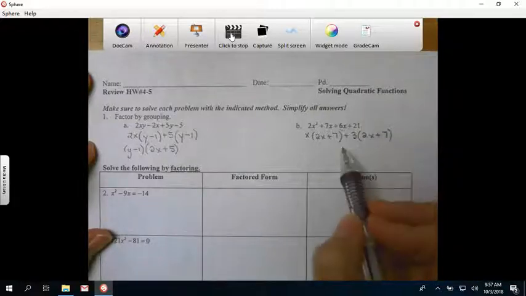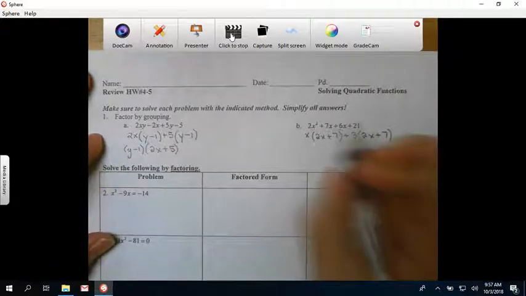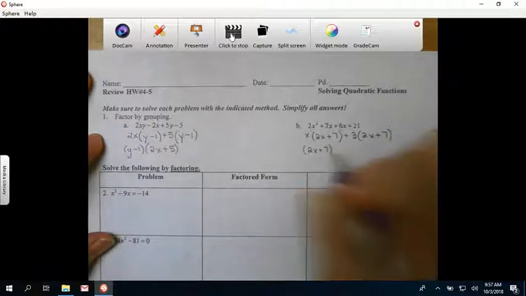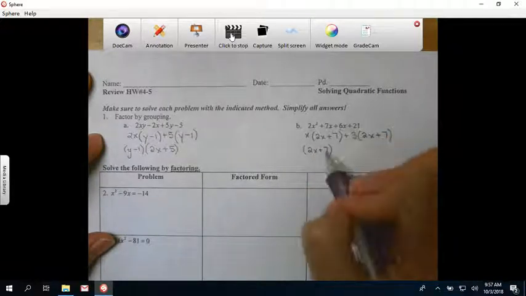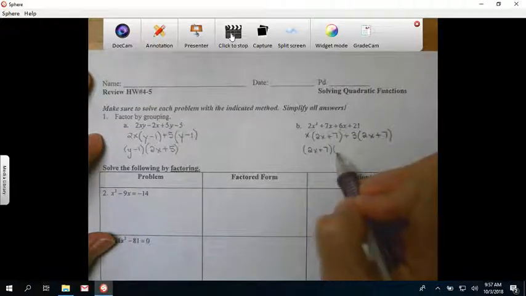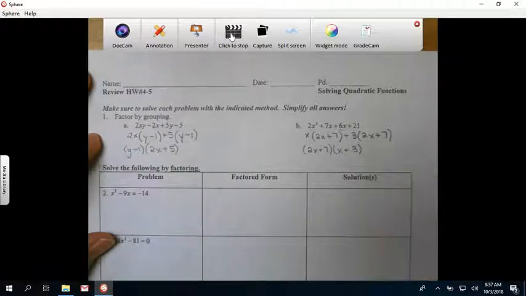So again, just like on this first one, we can see that both of my terms now have a 2x plus 7, so I'm going to go ahead and pull that out to the front. If I take the 2x plus 7 out of here, I'm left with an x, and out of here, I'm left with a 3. So that is my factored form.